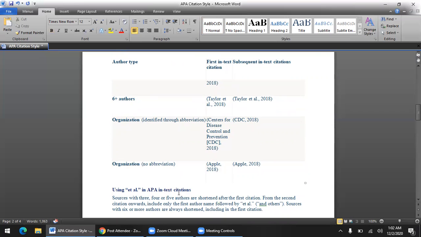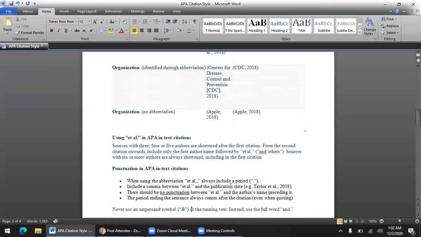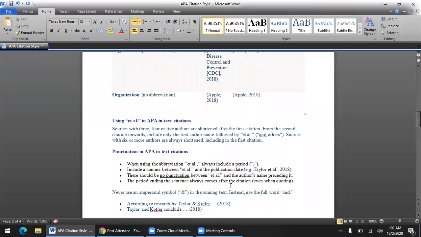Okay. Let's come to using et al. in APA in-text citation. Why do we use et al. in APA in-text citations? Let me tell you about et al.: why we use et al. and how we will use et al. in research work.